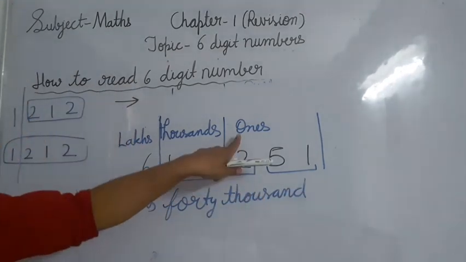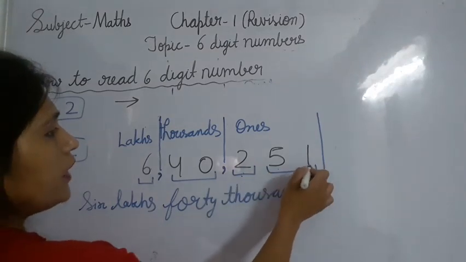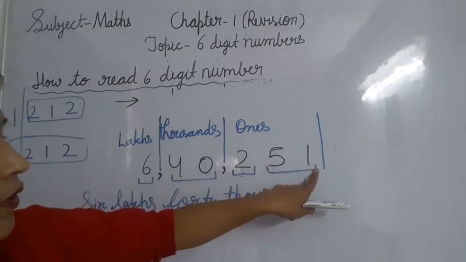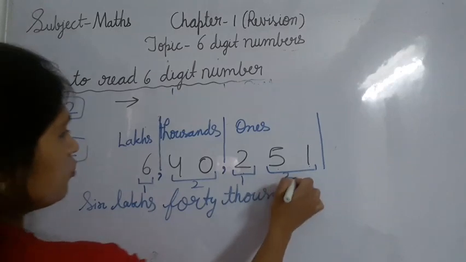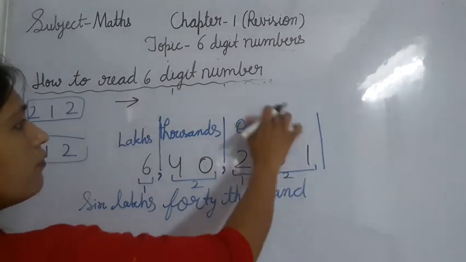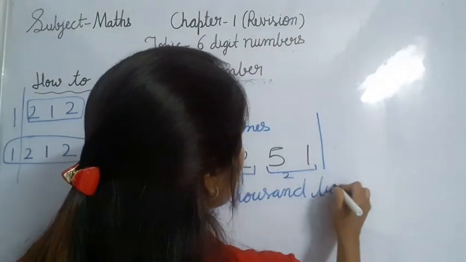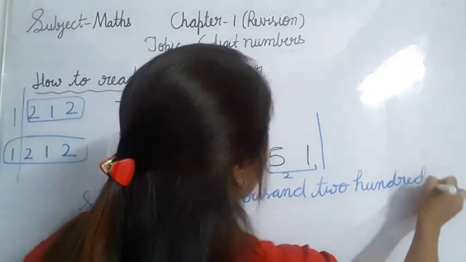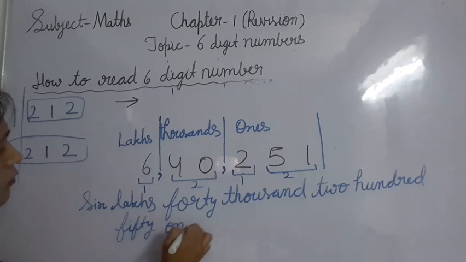And now in the ones period we have to read this: 251. Yes, you can read it like this, 251, or if you want to make the pattern 1 2 1 2, you can make. So which number is in the ones period? In ones we have 251. Okay, clear? So let's see the next one.